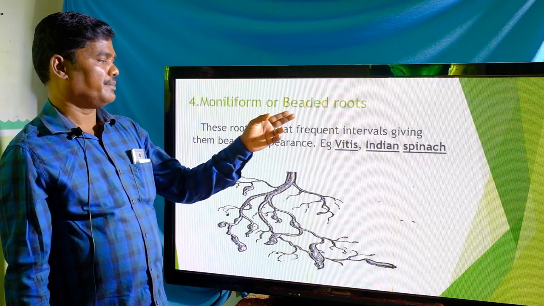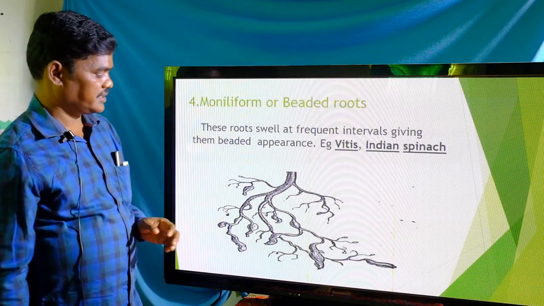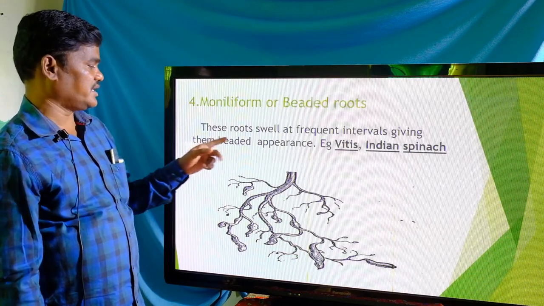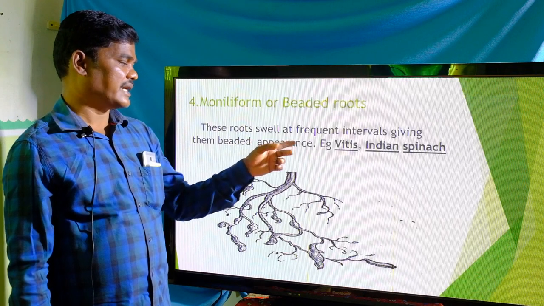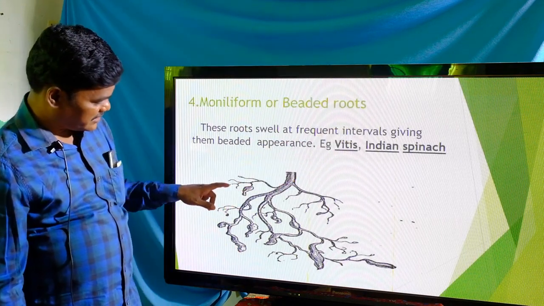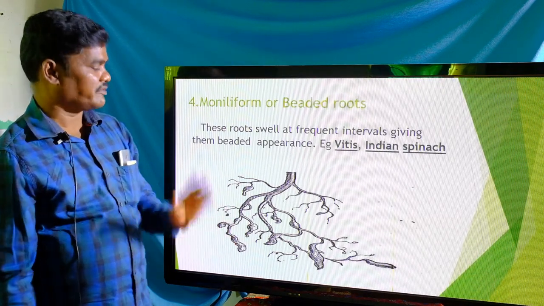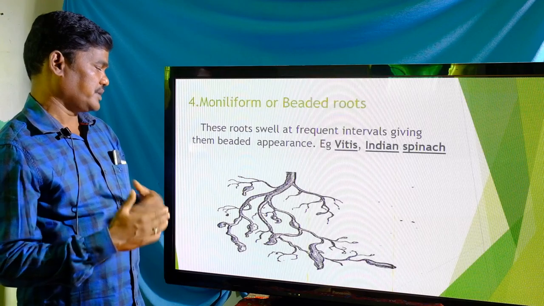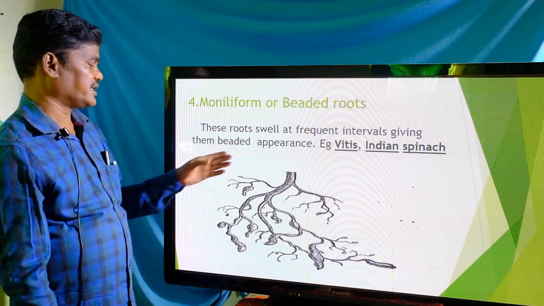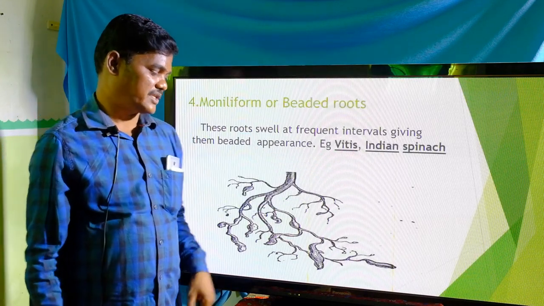Moniliform or beaded root. Beaded means a bead-like structure is present inside the root, that is called moniliform. These roots swell at frequent intervals. Frequent interval means here one swelling, here one swelling, here one swelling. So the intervals give them a beaded appearance. Example: Vitis, Indian spinach.